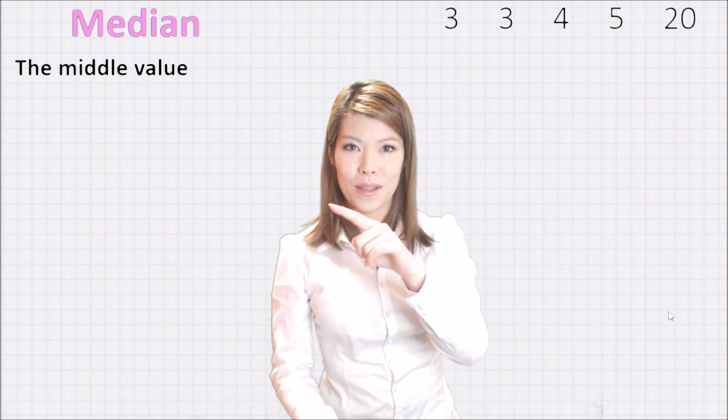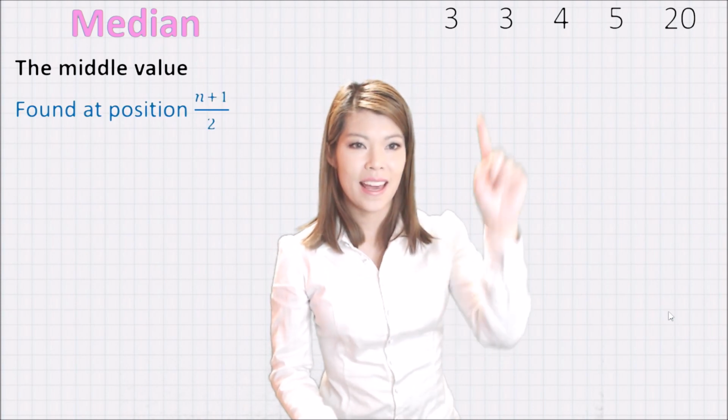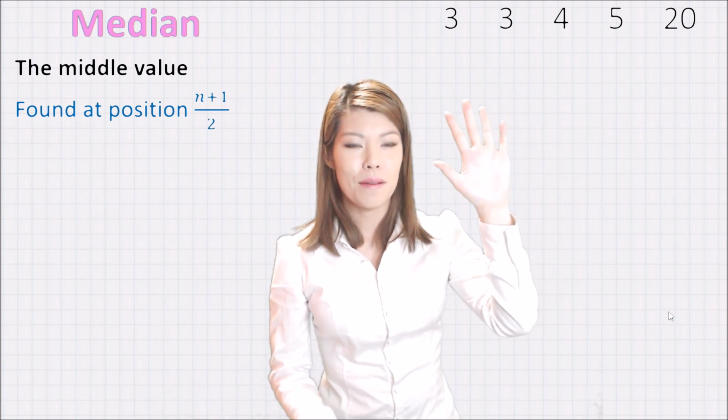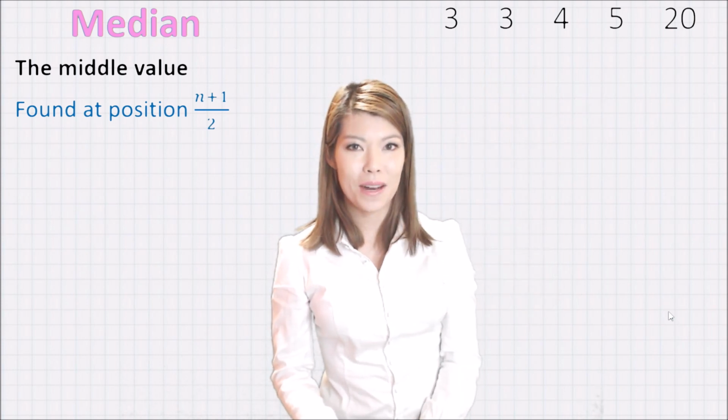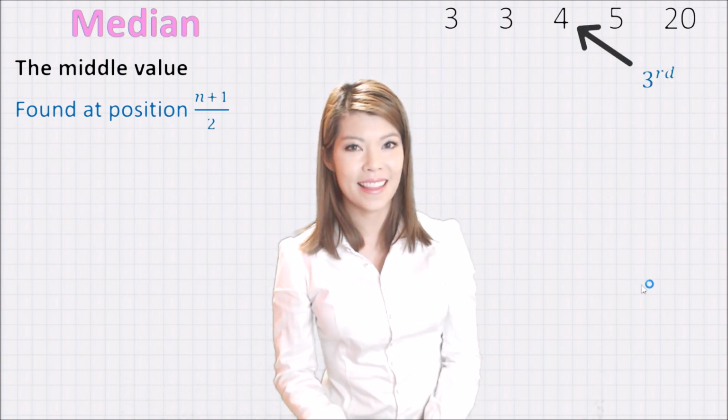We can use the formula over here, which is n plus 1 over 2. N is the number of values, just like we did before. So 5 plus 1 is 6, divided by 2 is 3. So the third value, which was our answer, is 4.